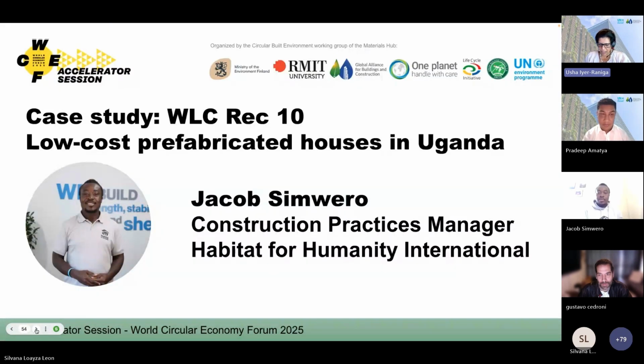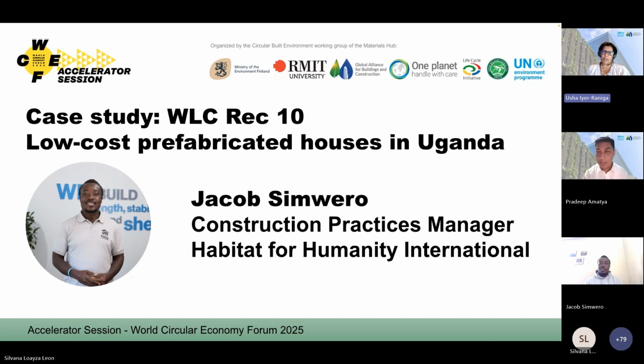Jacob Simvero is from Habitat for Humanity, the Construction Practices Manager. Jacob is driving sustainable and healthy housing solutions in low-income contexts, in the context of Africa and in particular Uganda. He leads initiatives on green building technology, circular economy, and climate resilient construction across East Africa. So he's going to be presenting a case study associated with recommendation 10. Over to you, Jacob.